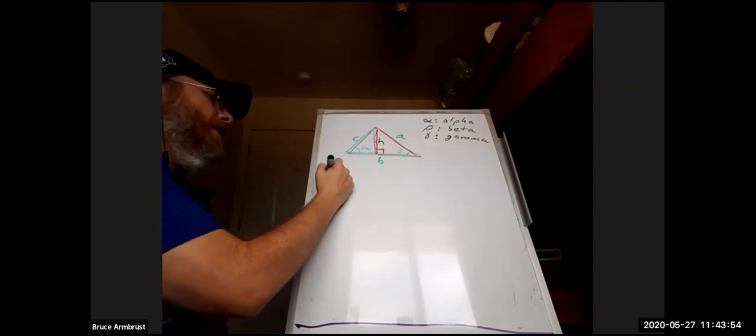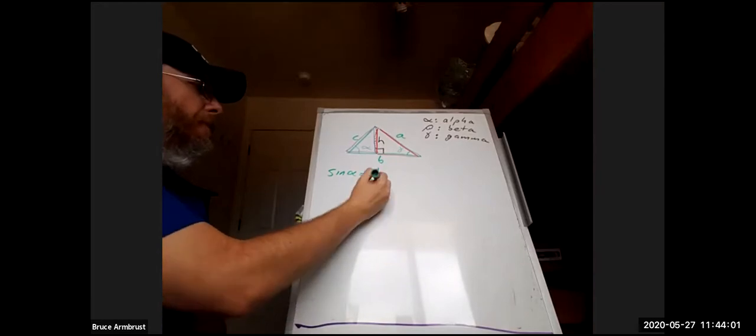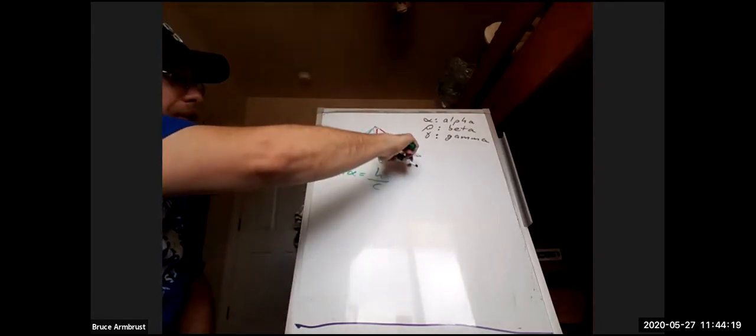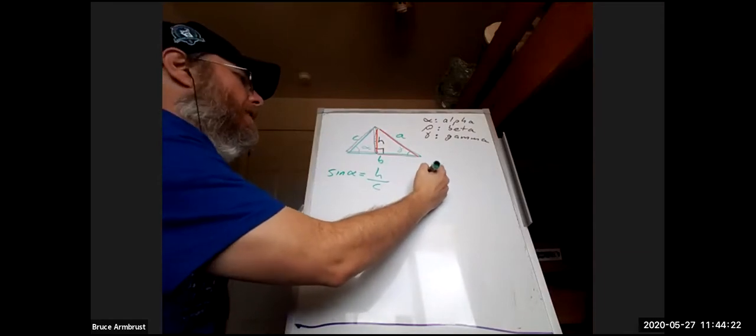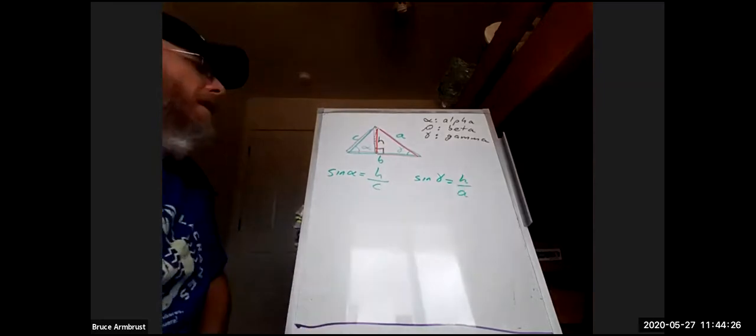The sine of alpha is going to equal H over C. If you just look at that little purple triangle, I know two sides. I know the height, and I know this length C, which is the hypotenuse. So that's the opposite over hypotenuse, so that's my sine. And then I can do the same thing with gamma. On that side, the sine of gamma is equal to H over A.